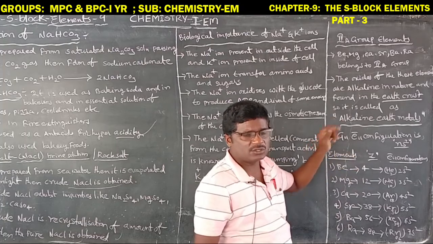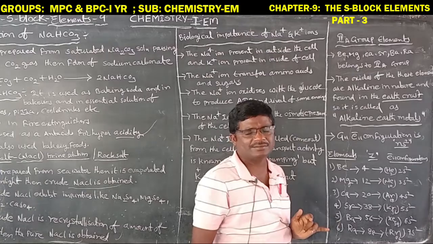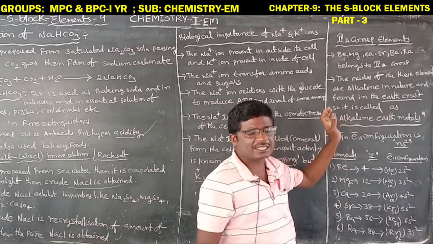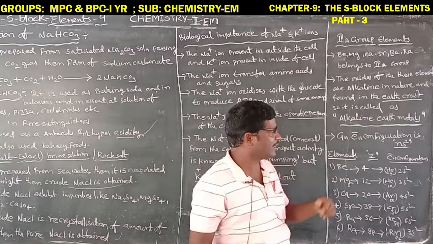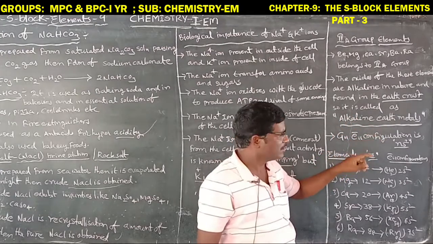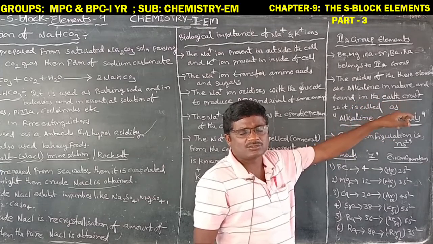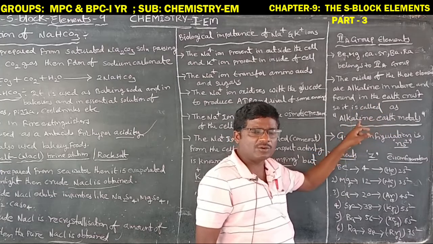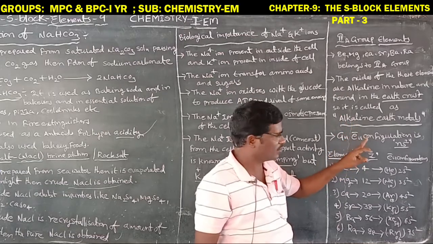The secondary group elements are also called alkaline earth metals. Why? Because the oxides of those elements are alkaline in nature and found in the earth's crust, so they are called alkaline earth metals.